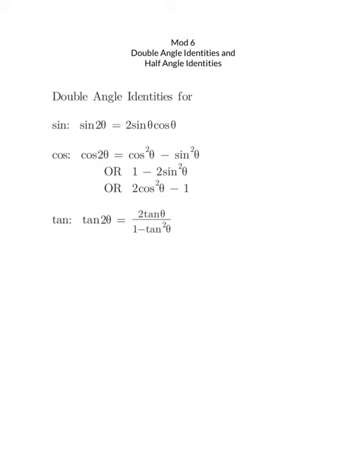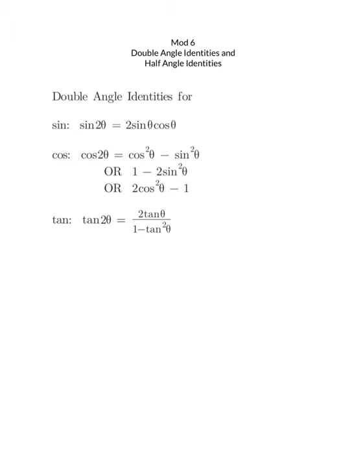In our last video for Mod 6, we are talking about double angle identities and half angle identities. We're going to start with the double angle identities. The double angle identity for sine says that if you have the sine of 2 theta, that equals 2 times the sine of theta cosine theta.